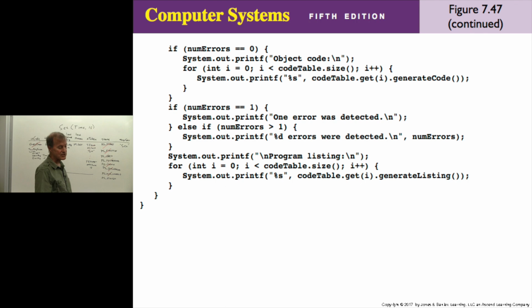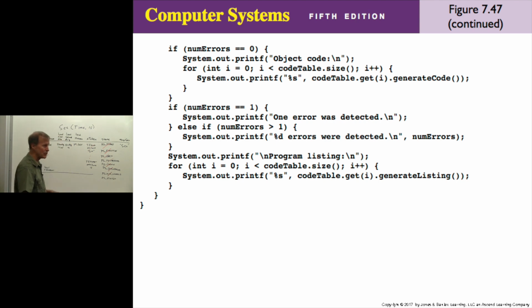If num errors equals 1, print when error was detected, else if num errors is greater than 1. Oh, by the way, do you notice out here we had singular versus plural? Okay, you don't want to say 1 errors. And then system.out.println, the program listing, new line, and program listing, and a new line. And then for int i gets 0, i less than code table.size, i plus plus.